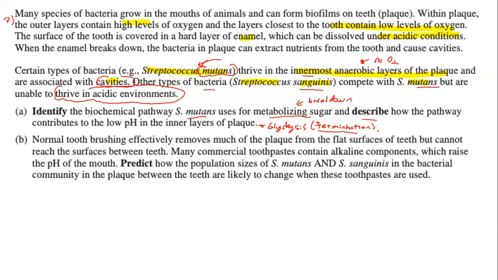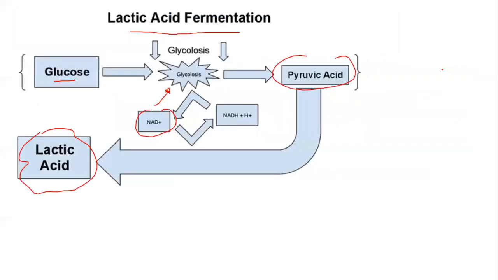Both would earn the point, but describe how the pathway contributes to the low pH in the inner layers of plaque. Well, you're actually increasing lactic acid, because one of the byproducts in this pathway would be lactic acid, which would lower the pH. So those were how you get those first 2 points.